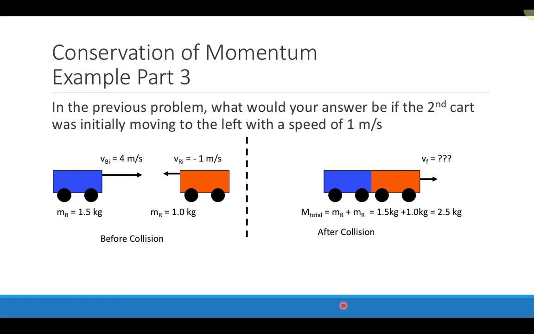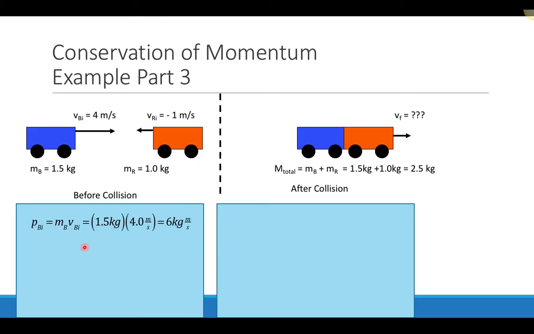All right, so one more question, very similar to the last one. Same initial condition here for the blue cart, but now the red cart is actually traveling to the left. So let's see how that affects our answer. The blue cart initially still has a momentum of mass times velocity of 6 kilogram meters per second, but the red cart is now moving, and so its momentum is no longer 0. The momentum of the red cart initially is its mass times its velocity. The object is traveling to the left, which is negative. So 1 kilogram for its mass times a negative 1 meter per second gives me a negative 1 kilogram meter per second.